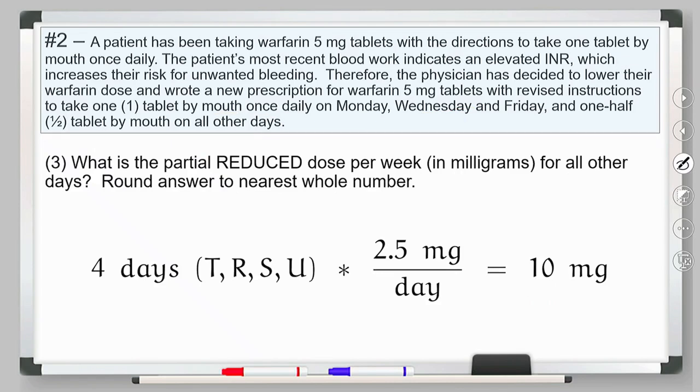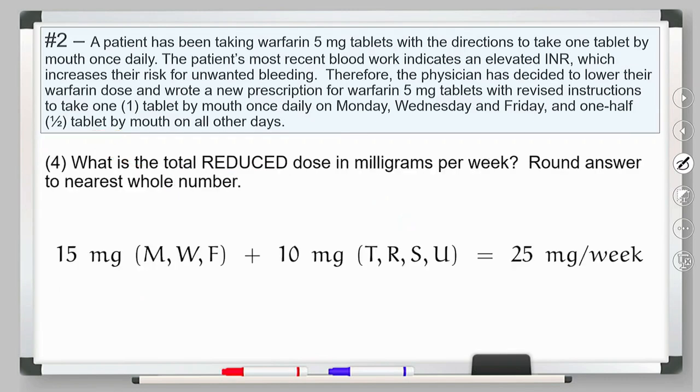The second part is, how many days are left? There's 7 days in a week, and 7 minus 3 is 4 days. So we have 4 days of Tuesday, Thursday, Saturday, Sunday where we are only getting half a tablet. Half a tablet is 2.5 milligrams, so multiplied by 4, that's 10 milligrams for the rest of the week. 15 milligrams plus 10 milligrams gives me 25 milligrams total. So we went from 35 down to 25.